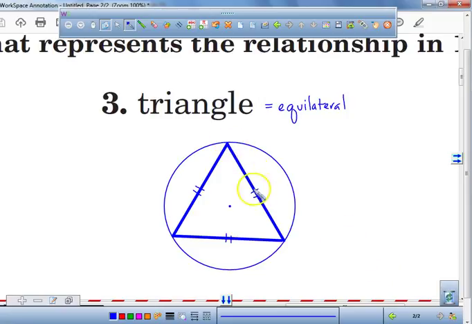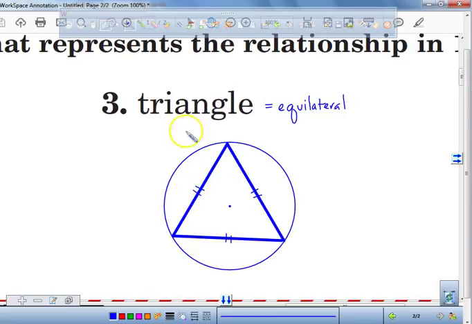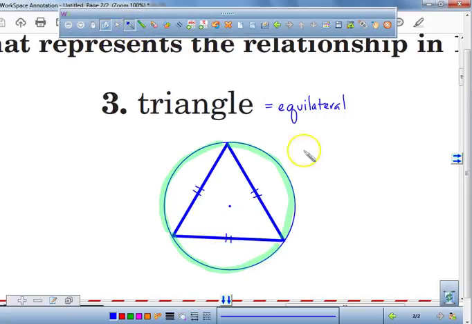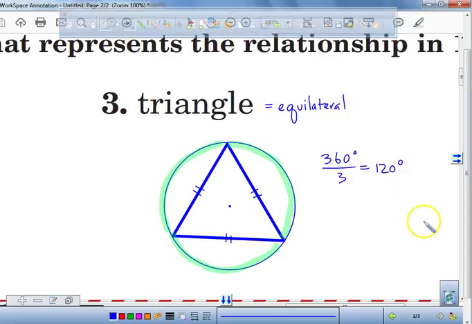However, do you guys see this chord right here? If those are all equal, what does that say about all of these arcs? They would also have to be equal. Now, how many degrees are in a circle? 360. So what do we have to do to find the measure of each of those arcs? Divide. So each arc would have to equal 120 degrees. That's 120. That's 120. And that's 120. That's what I want you guys to do on problems 1 through 6.